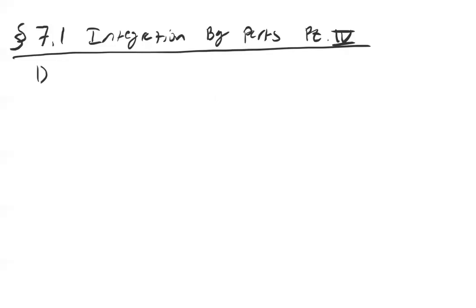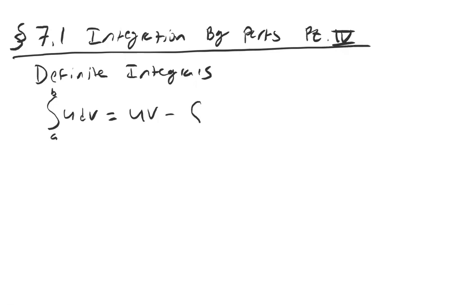Let's talk about definite integrals though. Take a step back. Let's say I have the integral from a to b of u dv. This is our integration by parts formula. The way I do this as a definite integral is, the integration by parts formula is uv minus the integral of v du, and then this goes from a to b now, and I just evaluate this at a and b and subtract them. And it's as simple as that.